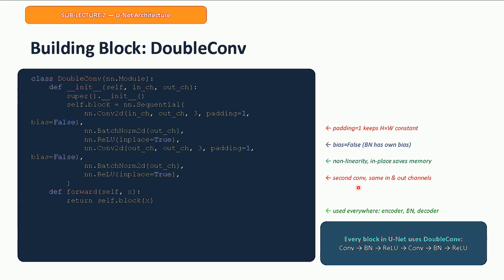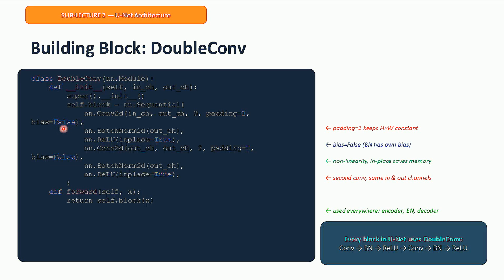Every single block in the U-Net uses the same pattern. I call it DoubleConv. Two convolutional layers, each using a 3x3 kernel, each one followed by a batch normalization and ReLU. Let me explain the important details. Padding equal 1. This keeps the height and width exactly the same through every conv layer. Without the right padding, your feature maps would shrink with every conv layer.